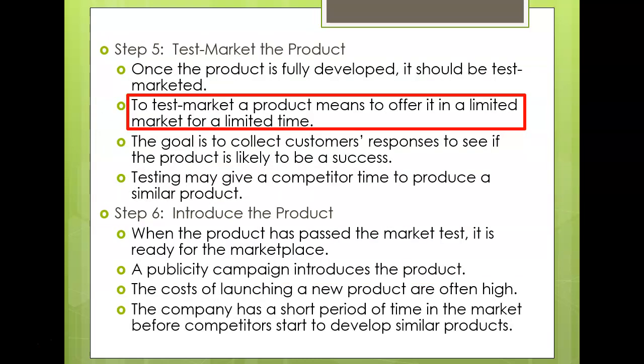So, step 5, you're going to test market the product. Once you've gone through a prototype and you've done probably multiple variations of that prototype, getting it better every time, you're going to start testing the market. You're going to offer it in limited quantities in controlled areas, and you're going to see if you can get some customer responses to see if the product is likely to be successful. This is done with everything from products to movies.